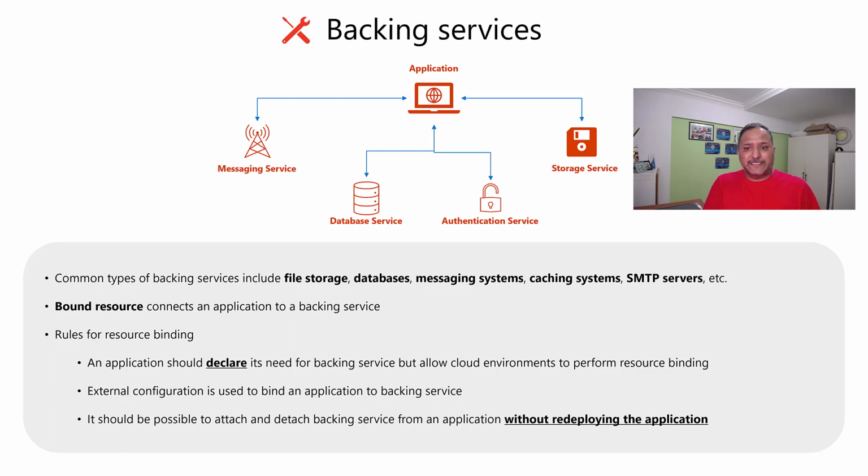So some of the common examples of backing services include file storage, databases, messaging systems. It could be things like Kafka or RabbitMQ. It could be caching systems like Redis or Aerospike or any other caching system that you might be using. It could be SMTP servers for sending emails. And these are just some of the examples. Anything that allows the application to extend its functionality using external service can be treated as a backing service.